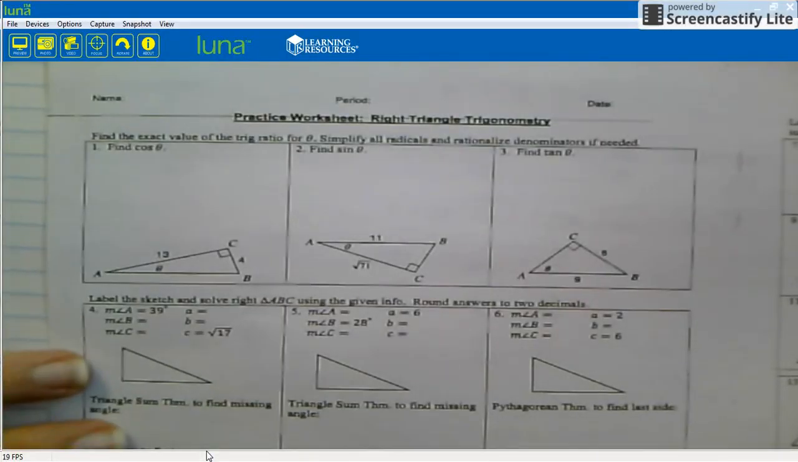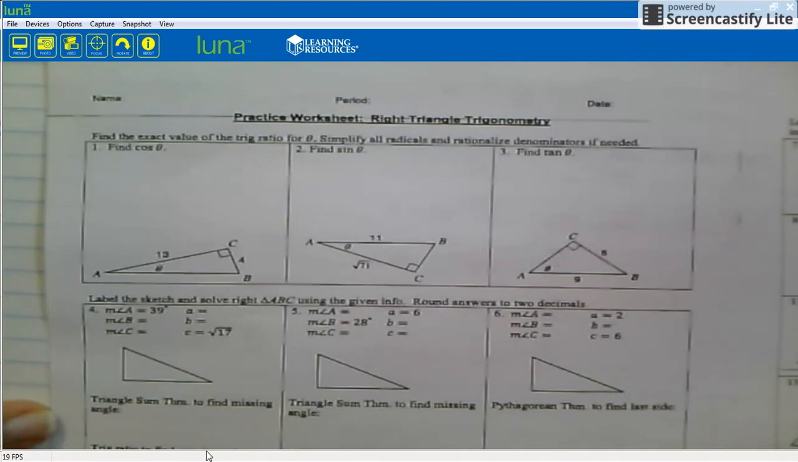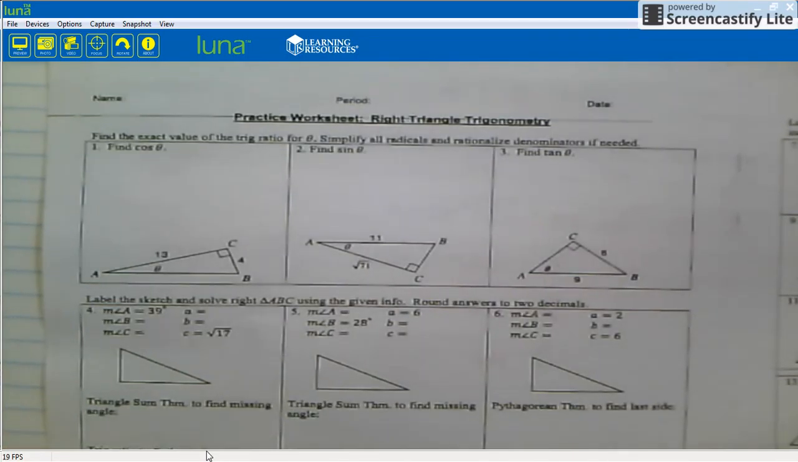Okay, so on the first notes handout, this is just to help solidify some of the content that we were just discussing in the notes. And it is pretty straightforward, but we'll run through the majority of the problems together.